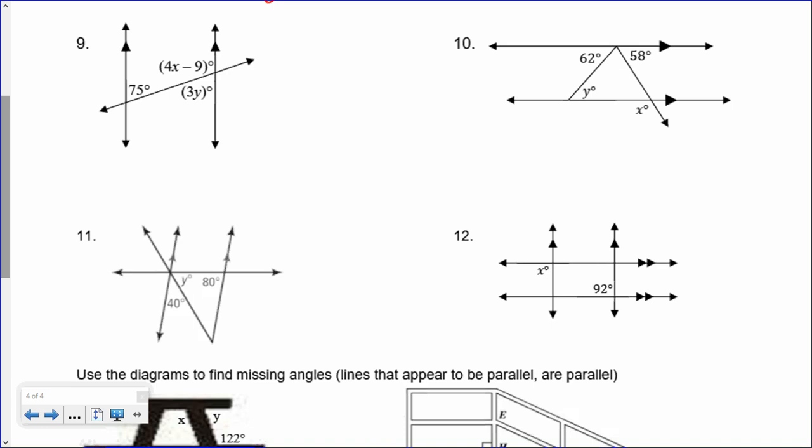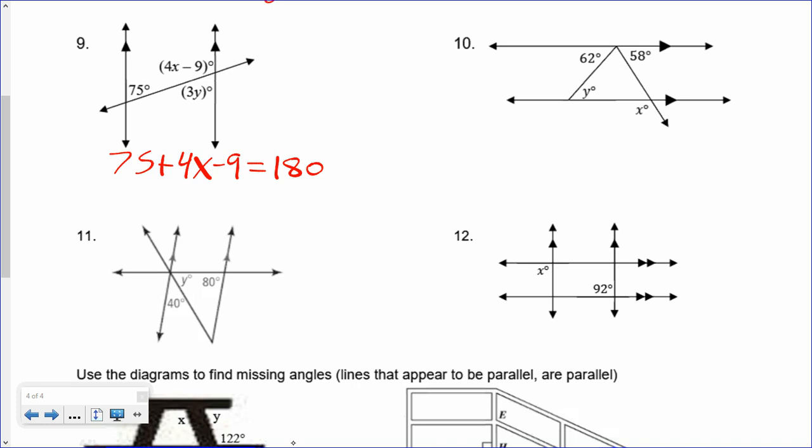Alright, you guys tell me what to do for number 9. You take 4x minus 9 and equate them because they're consecutive interior. 75 equals 4x minus 9? No, I think it would be 75 plus 4x minus 9 equals 108. Yes. Because they're consecutive, which are supplementary, not congruent.